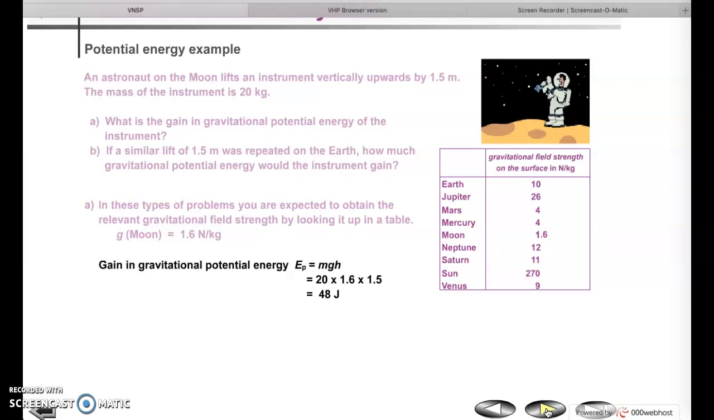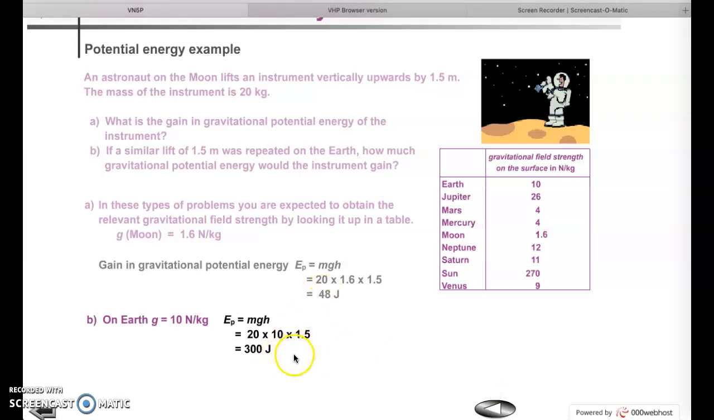We get 48 joules. If you did that again on Earth, the value of g would be 9.8, and you would get just under 300 joules. So a quite dramatic difference, and that's why it's so much easier to lift things on the moon.